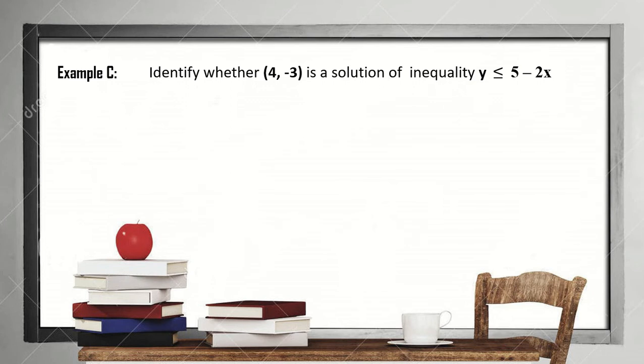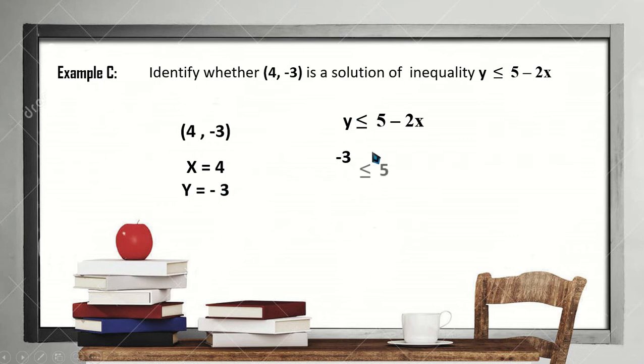Another example. Identify whether 4 and negative 3 is a solution of inequality y is less than or equal to 5 minus 2x. So, ang point natin is 4 and negative 3. So, we have x is 4 and y is negative 3. So, ano bang ibig sabihin ng less than or equal? Less than, mas mababa, or pareho sila. So, palitan na natin si y ng negative 3. And then, copyhin natin. Minus. So, itong x ay papalitan natin ng 4.